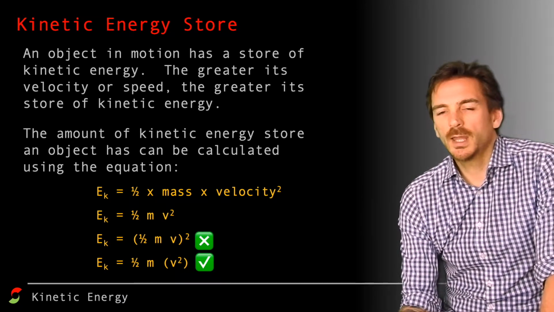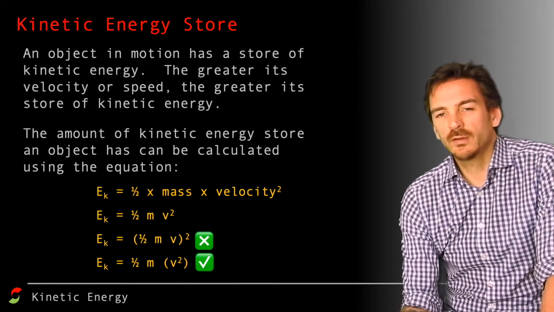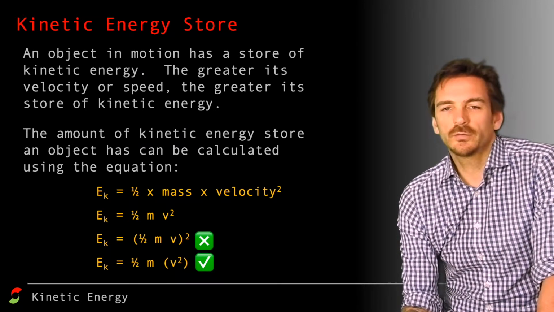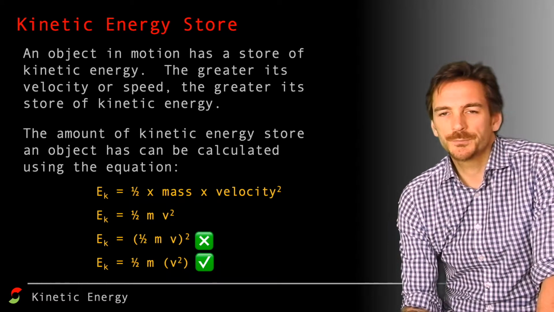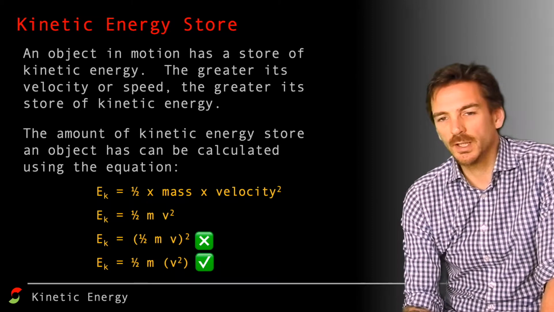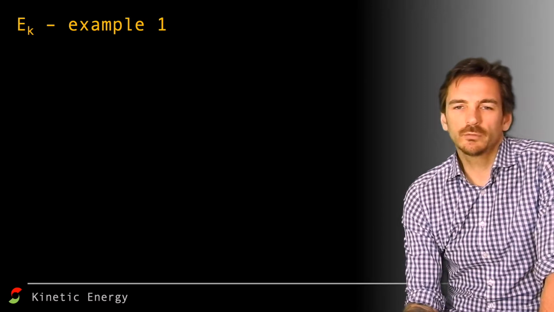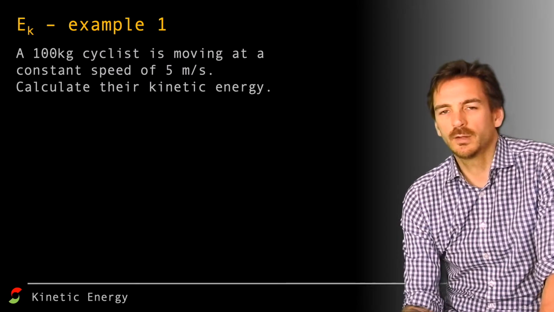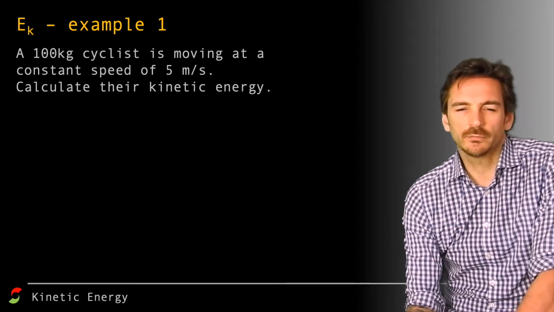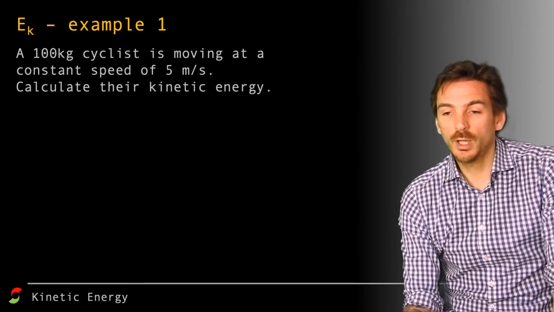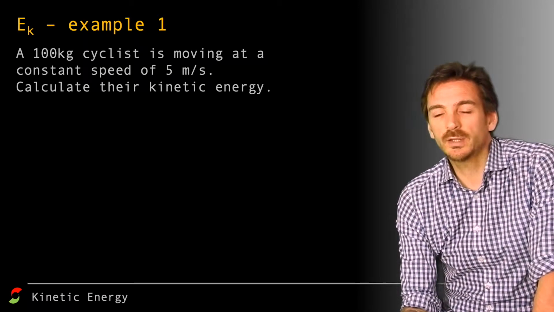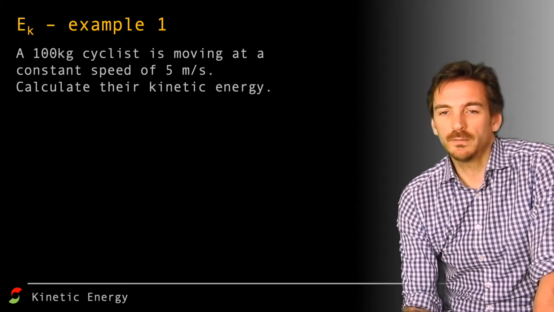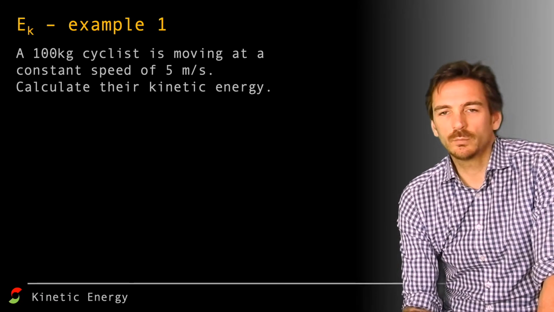And we have to be a little bit careful of the units. For kinetic energy to be measured in joules, mass must be in kilograms, and the velocity must be in meters per second. So let's have a look at an example to start off with. Let's look at quite a simple one of a cyclist moving at 5 meters per second, and it has a mass of 100 kilograms. So if we look at the units straight away, we can see that the units are absolutely fine. The mass is in kilograms, and the velocity is in meters per second. So we don't need to worry about the units.